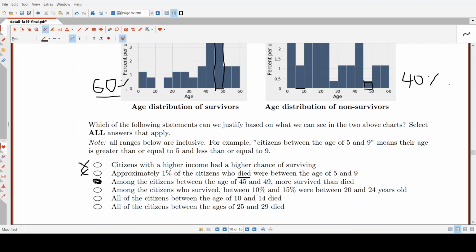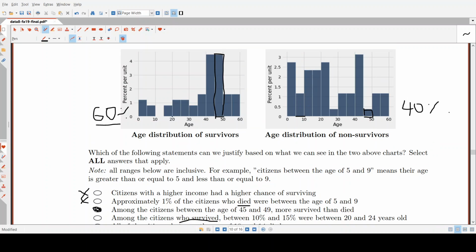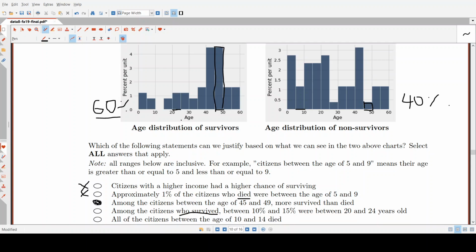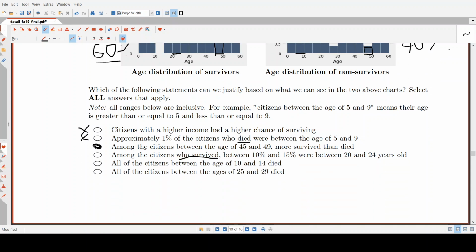Next, among the citizens who survived, between 10 and 15% were between 20 and 24 years old. So we can look at the survivor table and look at the bin from 20 to 24. And again, remember the area of the histogram is the width times the height. So it's about 5 years times 1%, which is about 5%. So 5% is much less than between 10 and 15. So this is false.